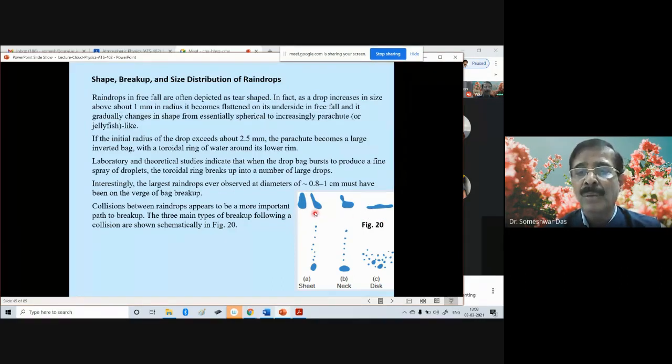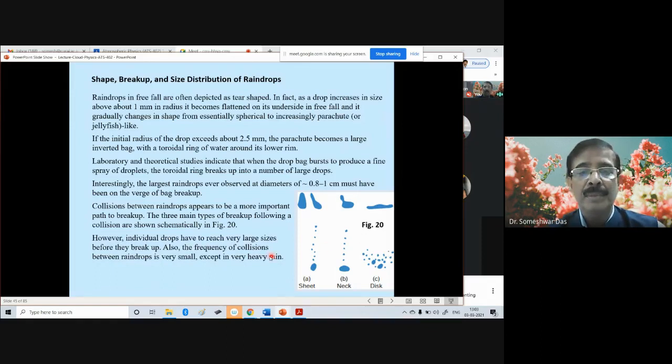Okay, so once they are falling down, they can also collide and then break up. There are three types depicted in this figure. One is the so-called sheet breakup, the other is called the neck breakup, and the third is the disc breakup. Initially, the raindrops formed because of collisions, by stripping of the smaller droplets by the larger droplets, and once they have become large in size and started falling down, then they started also breaking up.